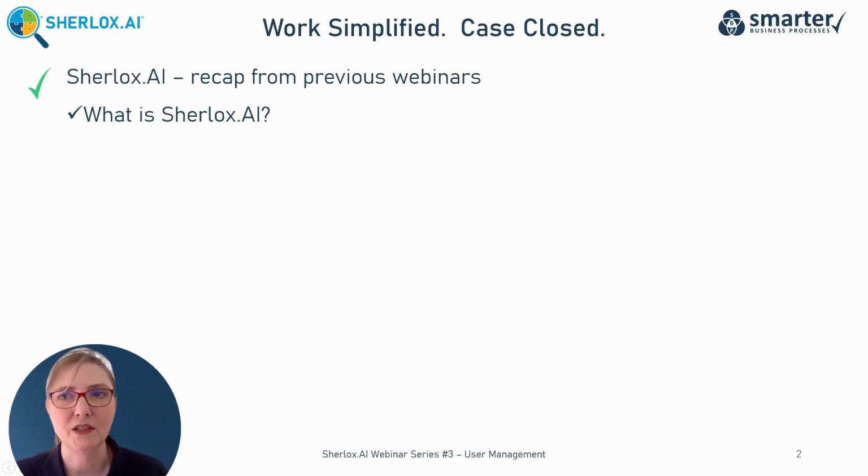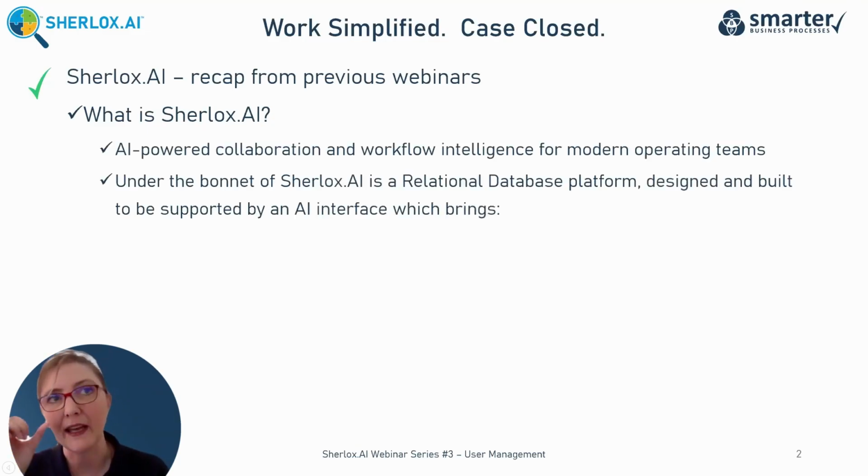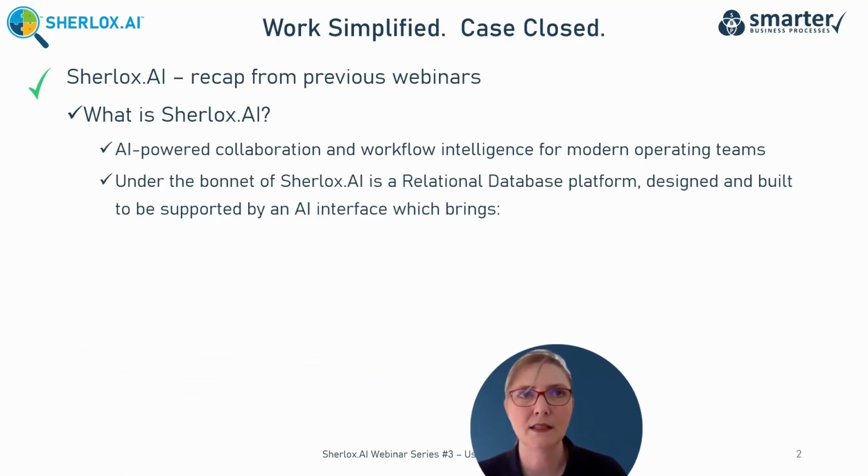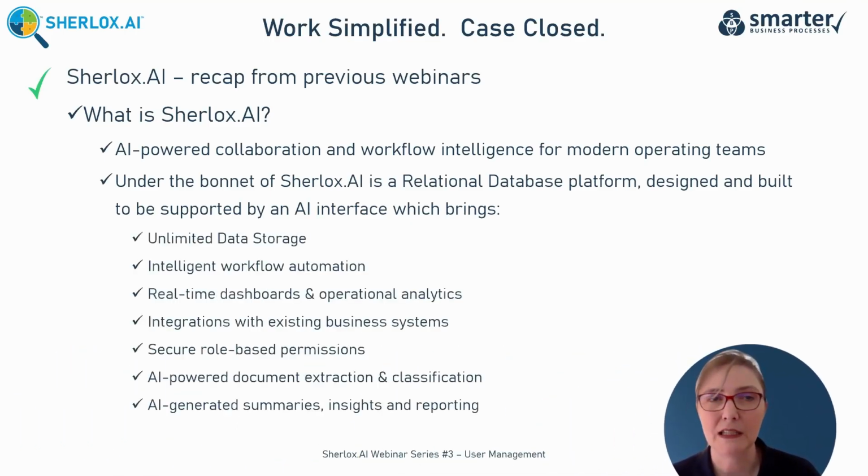We started off with what is Sherlock's AI, and this was back in May 26. So AI-powered collaboration and workflow intelligence tool for modern operating teams. Under the bonnet of Sherlock's AI, there's a relational database platform designed and built to be supported by an AI interface. And this interface brings with it unlimited data storage, so no more row limits or column limits in a sheet. You can have your data stored properly. Intelligent workflow automation, which Darren is going to be explaining for us today. And then we've got real-time dashboards and operational analytics.